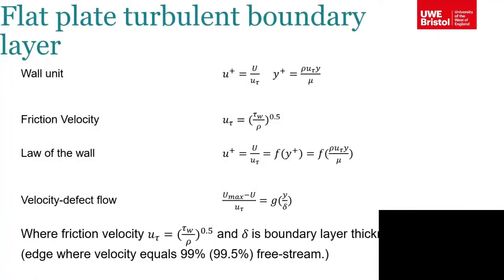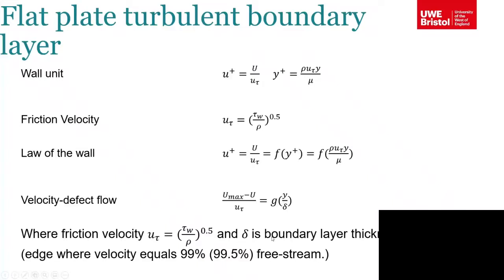And then we define some terms. U plus is the mean flow velocity divided by the turbulent velocity. Y plus is rho u turbulent y over mu. Then you define what you call the friction velocity, u tau. That's the turbulent velocity. Then you have the law of the wall, velocity deflected flow, etc.